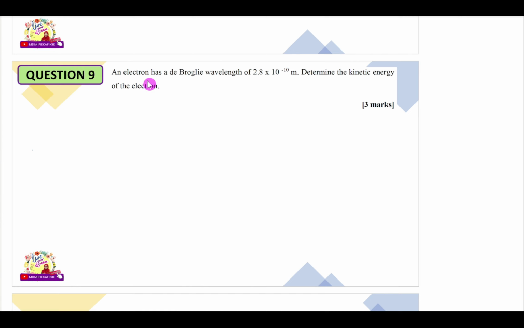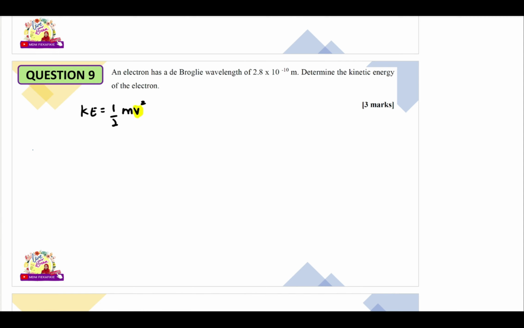Okay, so we have an electron has a de Broglie wavelength of 2.8. Determine the kinetic energy of the electron. Okay, so we want to determine the kinetic energy. So always remember, in order to calculate the kinetic energy, we need the speed of the electron, right? Okay, so we need V.